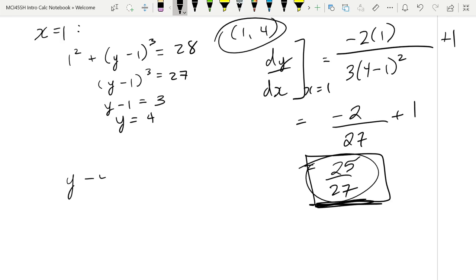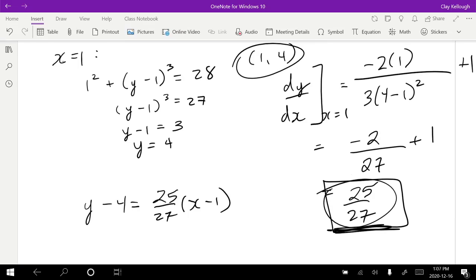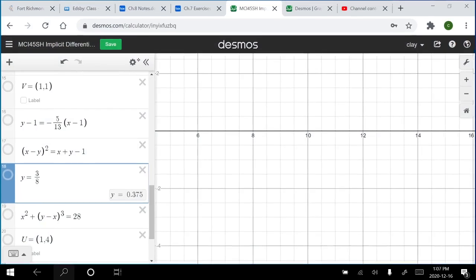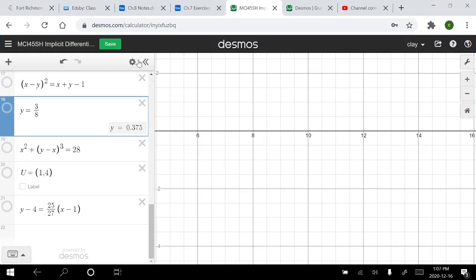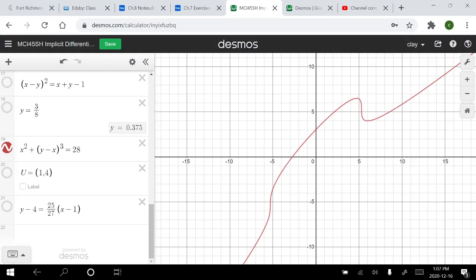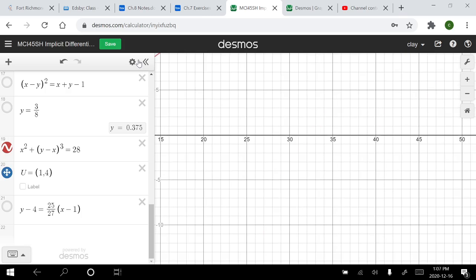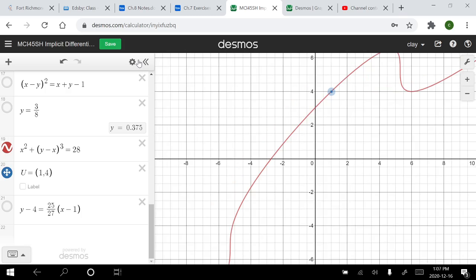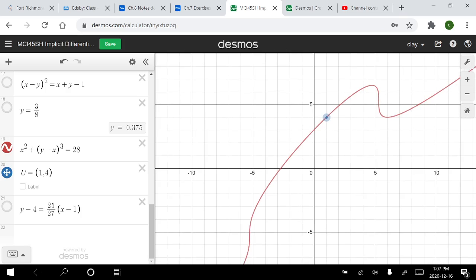But I want to check and see if my answer is right. So I'm going to make the equation y minus 4 equals the slope of 25 27ths times x minus 1. And then I'm going to go back to Desmos and graph that. So there's the curve. It's one of these speed bump curves with a little bit of a twist in it. There's the point when x is 1, and I want to know if my derivative is right, if the slope I used at 1 makes a tangent line at the dot we just graphed.